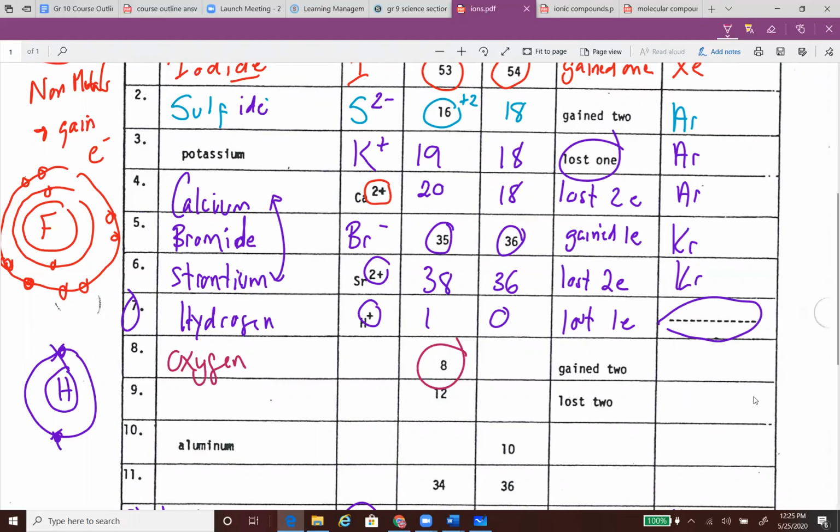It says that it gained 2 electrons. So that would mean it has 10, because it normally has 8, but it gained 2, so that's 10. So it has the same number of electrons as neon. So that means it would be O2 minus, because it gained 2 electrons. And the name has to change to oxide. Again, it would sound kind of weird to say oxygenide. So we would say oxide.